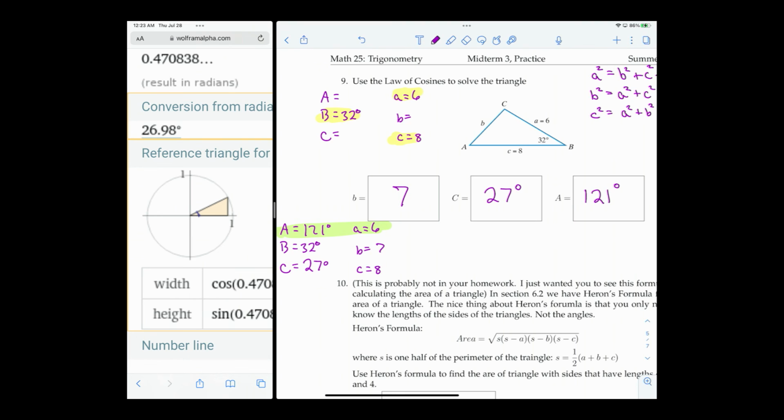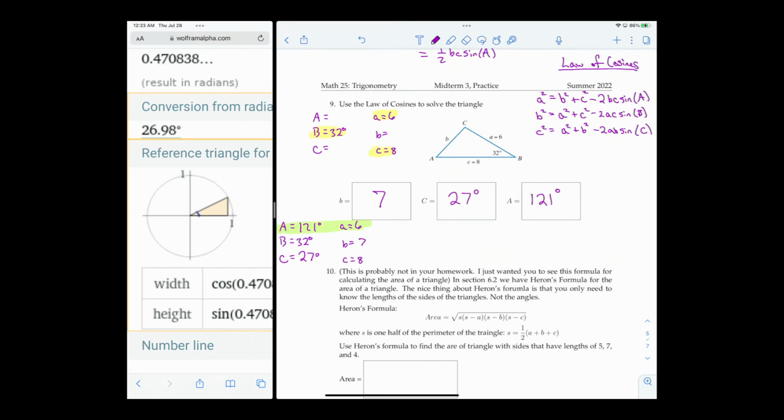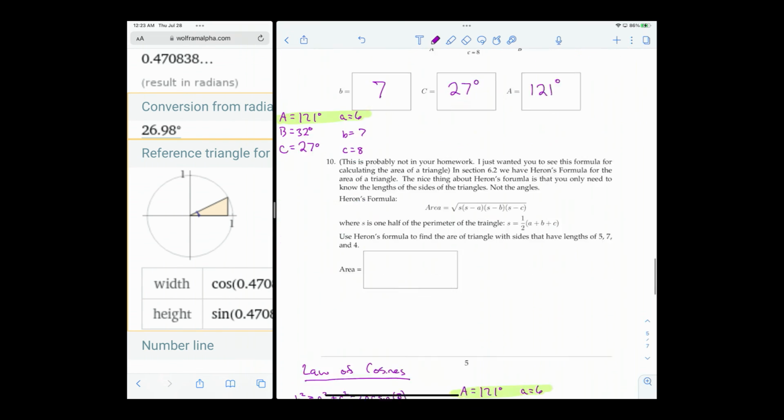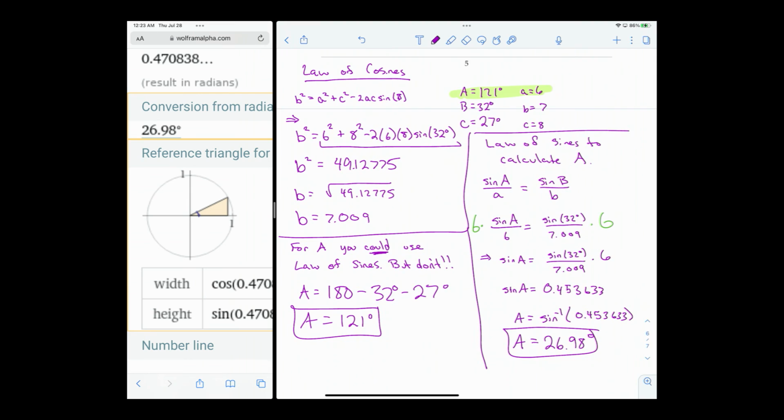Sorry, just thinking about this a little bit. Hold on, there must be a small mistake here. If a is 6, which it is, and if c is 8, which it is, then I feel like big C needs to be bigger than 27. Where did we calculate big C? Oh.